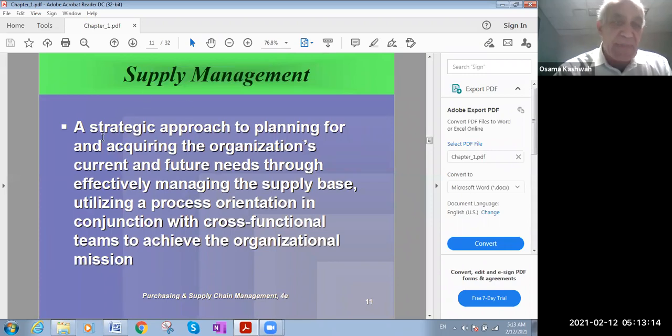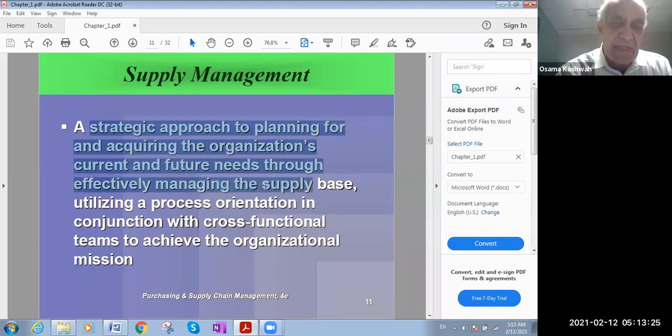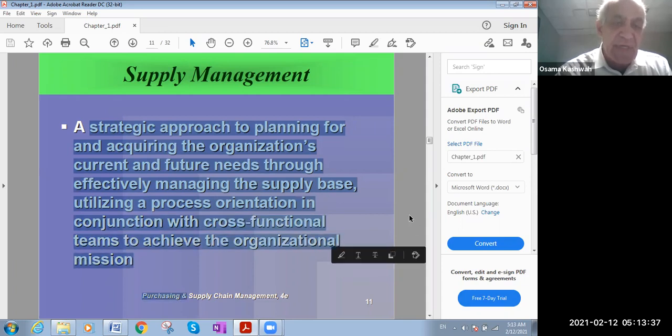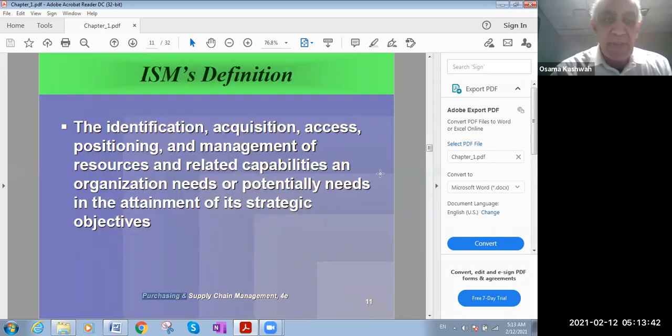What is supply management? A strategic approach to planning for and acquiring the organization's current and future needs through effectively managing the supply base utilization, with a process orientation in conjunction with cross-functional teams to achieve the organizational missions. So it's a tool in itself. The supply chain is a tool to achieve the overall objective of the organization.